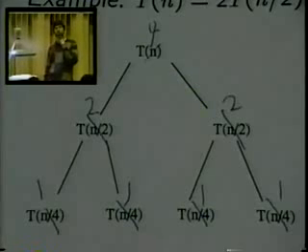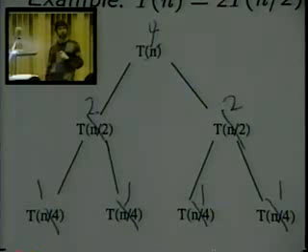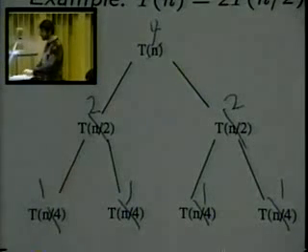The original question is, why was the height of this tree log n? Well, let's think about that. We have n leaves total. How many nodes do we have on the second level?